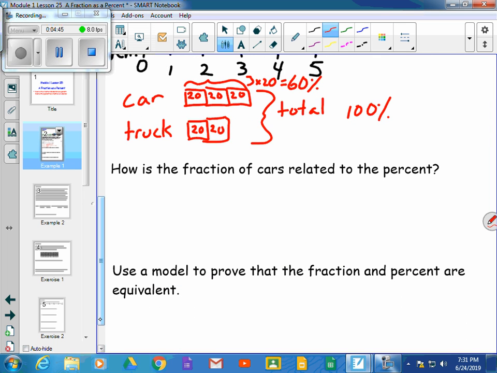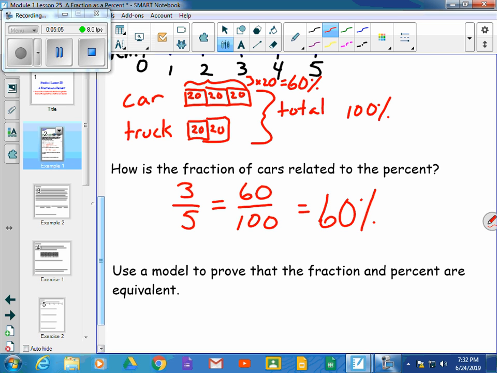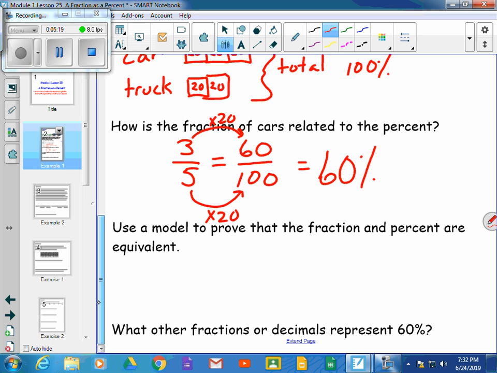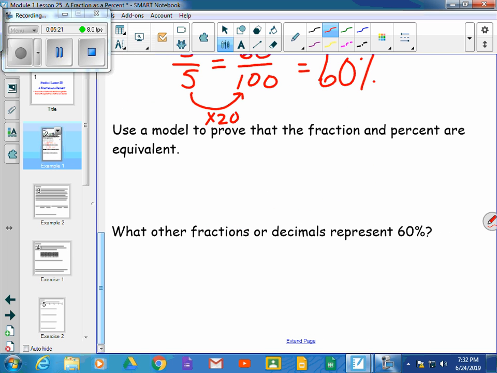Now the next question says, how is the fraction of the cars related to the percent? We saw that the fraction was 3 out of 5. 3 out of 5, 3/5, equals 60 out of 100, which equals 60%. Notice here we could do the equivalent ratios with our fractions. We could say this is times 20 and this is times 20. I'm going to skip the next question because we already did use models to prove that the percents are equivalent.